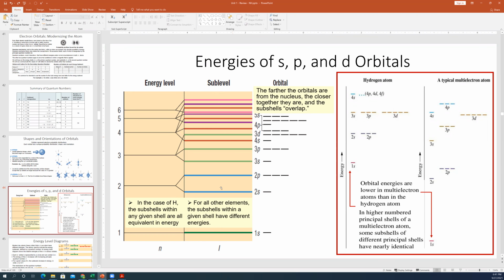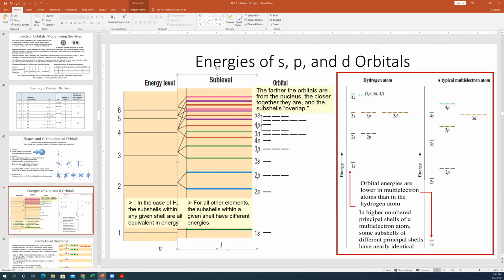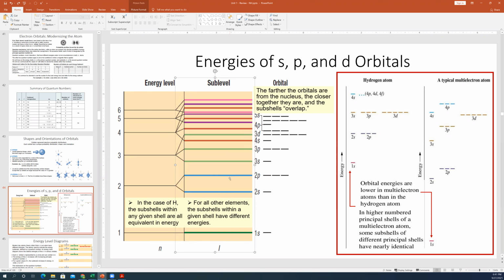So here, for other types of atoms, at the second energy level, n is equal to 2, these two sublevels will have different energies. So you would see them as two different energy levels. In hydrogen, they would just both exist at the same energy. The same for n is equal to 3. In hydrogen, these three, 3s, 3p, and 3d, shown here in green. For other atoms, each of them has a unique energy level. In hydrogen, they're all at the same energy level.